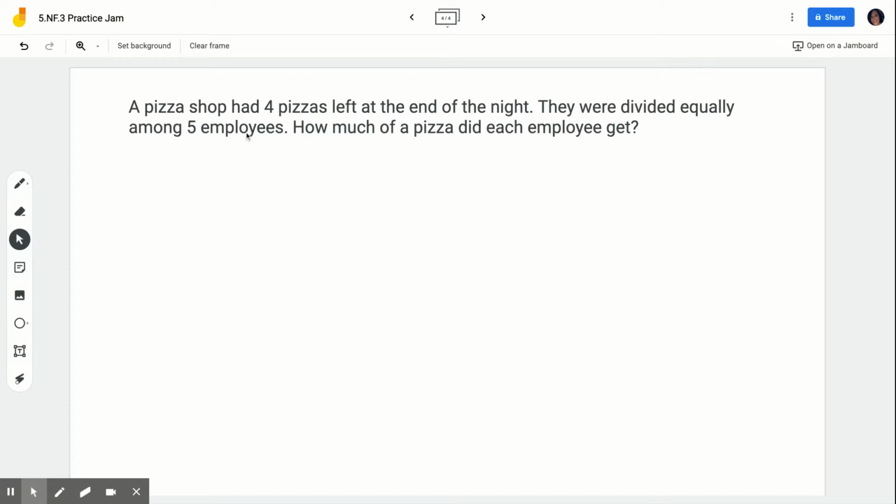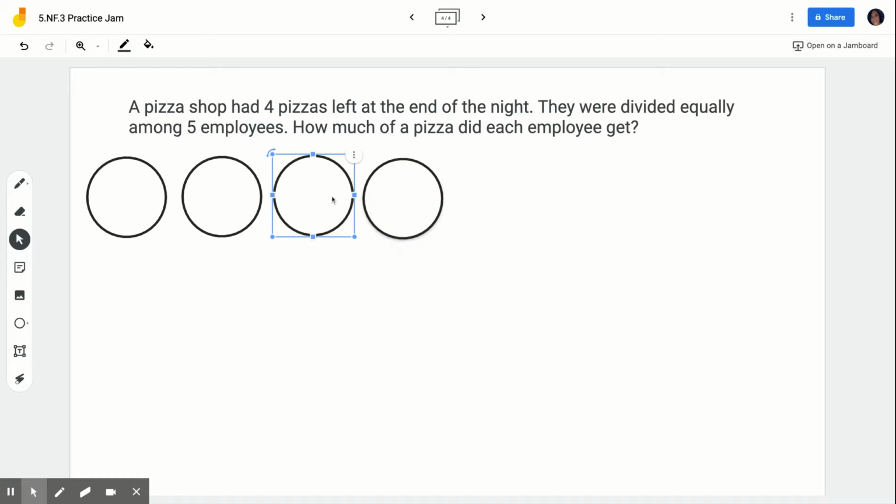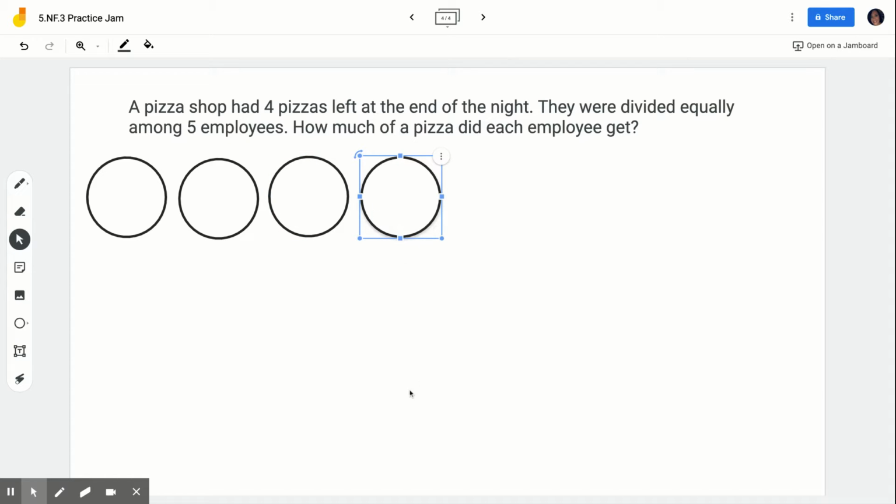The problem said a pizza shop had 4 pizzas left at the end of the night. So I'm going to do just a quick drawing here to represent those 4 pizzas. Remember, drawing to solve always helps us visualize the story problem. We're getting used to calling it a story problem because we're trying to create a scene in our mind about what's happening to be able to choose an operation. Choosing the operation is actually the hardest part of working with fractions, and really even not fractions. We have a tough time with word problems in 5th grade.